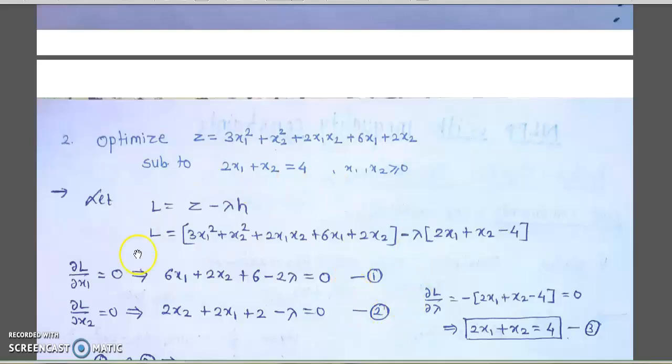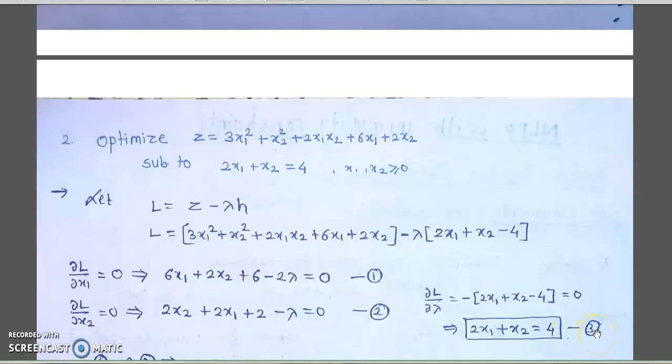Third, the derivative of this L with respect to lambda. It gives us the first term fully 0 as it is free from lambda, and the minus bracket term is constant with respect to lambda, and only lambda's derivative with respect to lambda is 1. That's why only the bracket term is 0 equal to 0. So it gives us here 2x1 plus x2 equal to 4. Call it equation number 3.